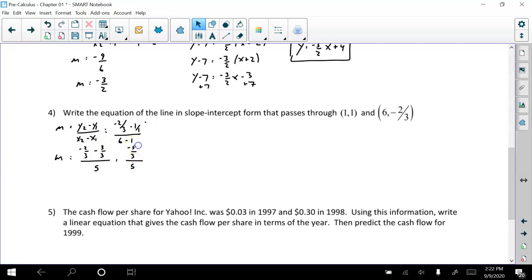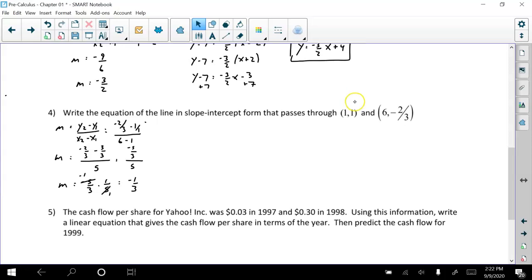We don't divide fractions, we multiply by the reciprocal. So the slope, negative 5/3 times the reciprocal of 5, which is 1/5. Simplify before you multiply, the 5 becomes a 1, and then negative 5 becomes a negative 1. So we multiply, we end up with just negative 1/3 as our slope.